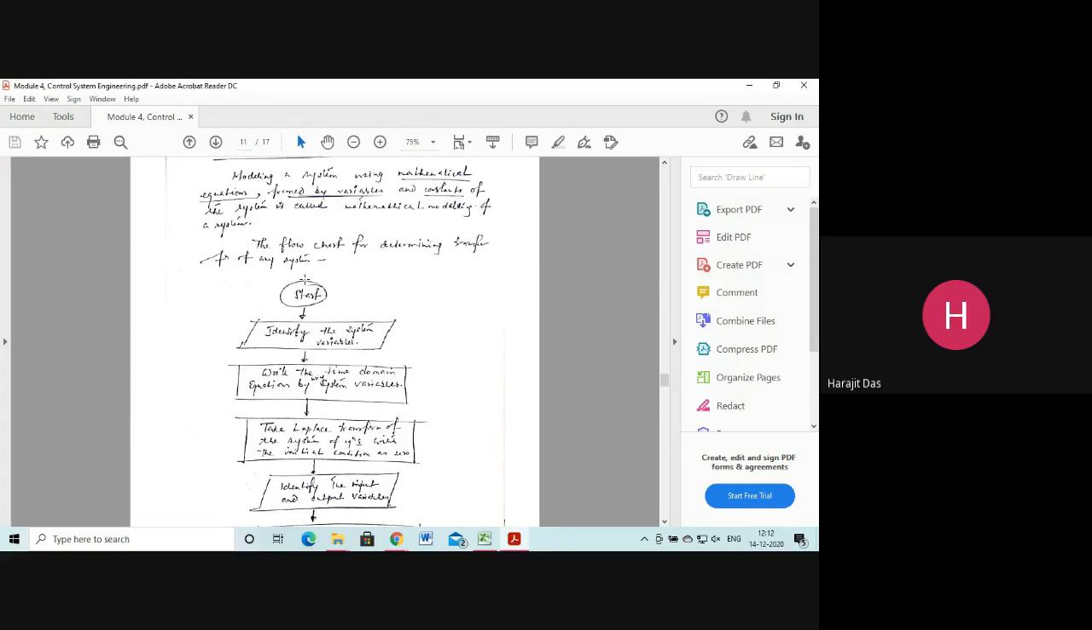So start, because we normally write algorithm in this way. So there is a start. After that we will be finding out the system variable. Then write the time domain equation by system variable. Those equations are nothing but our Newton's second law equation, or for electrical system it is Kirchhoff's law equation we need to write, because those are time domain equations.